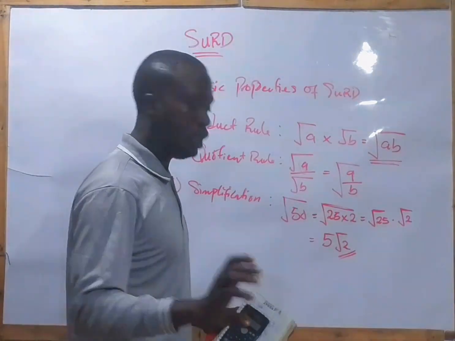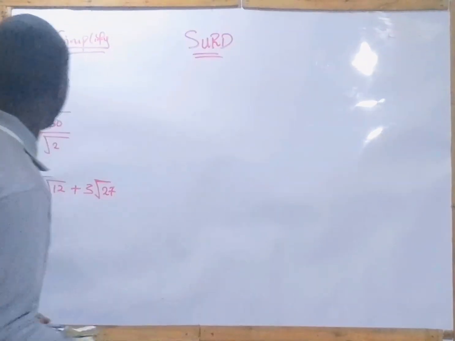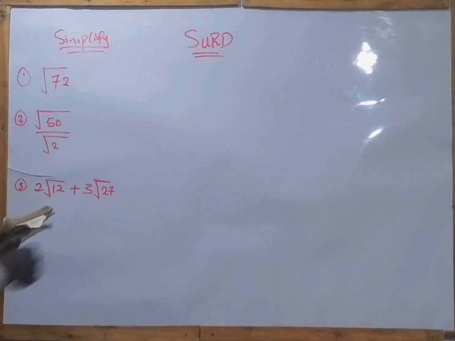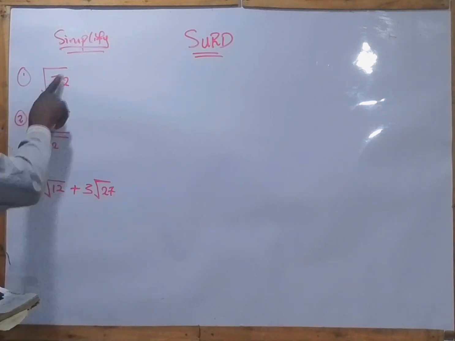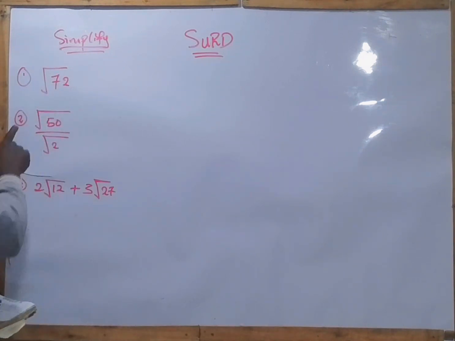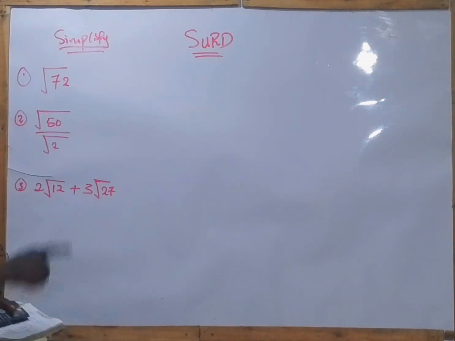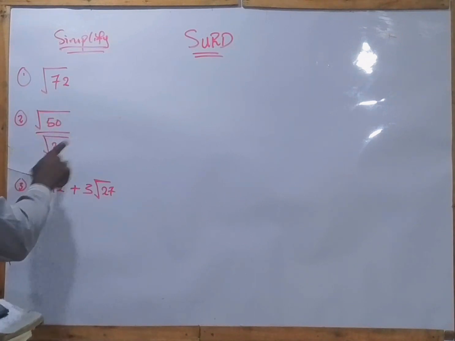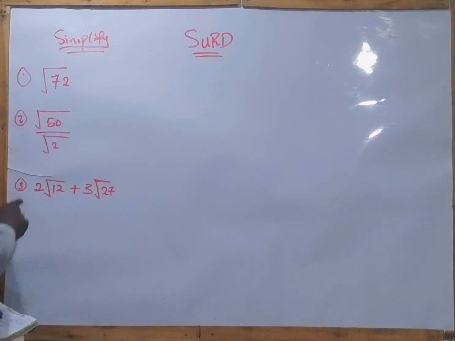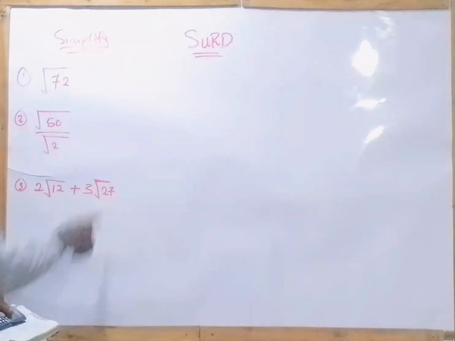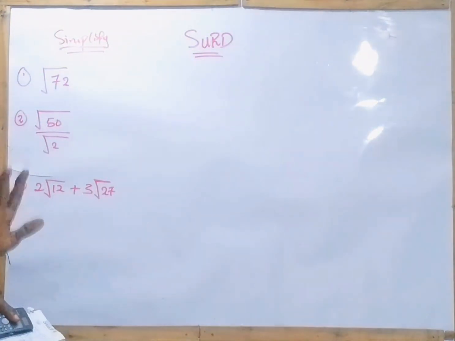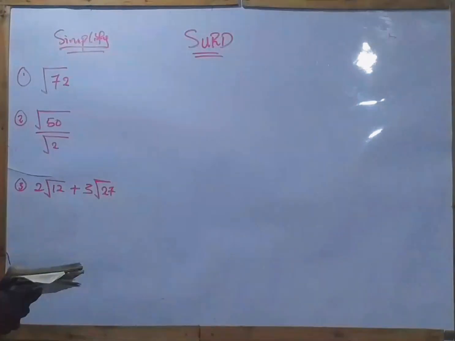So that is how. Now, when you have questions like this and you're being told: number 1, simplify root 72; number 2, root 50 divided by root 2; number 3, 2 root 12 plus 3 root 27. Very easy. Just follow the steps which I'm going to give to you.